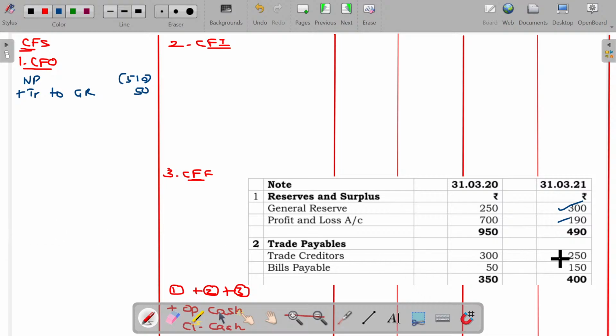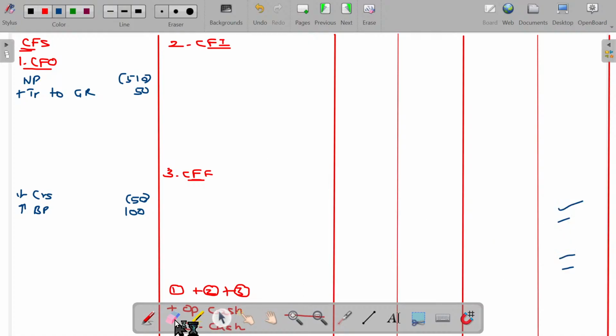Trade creditors 300 becomes 250, decrease in creditors. If the creditors balance decreases, you might have paid, so minus item. Bills payable increases, money is with you or not settled, so you have the money in your hand. So I have completed the schedule number 1 and 2. Finish of posting all these things faster like this.